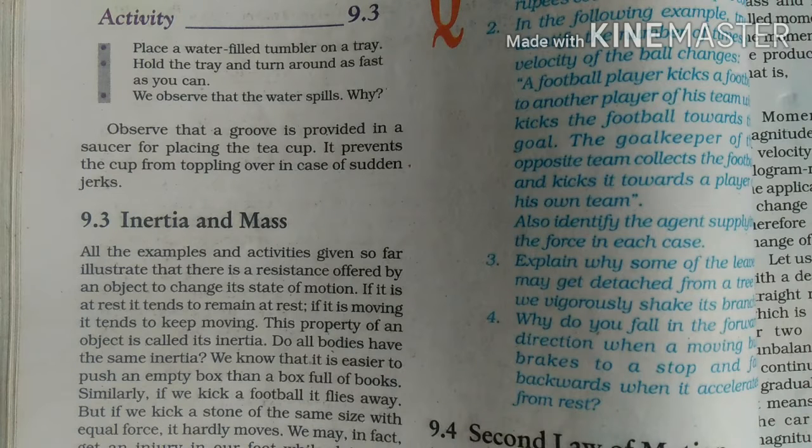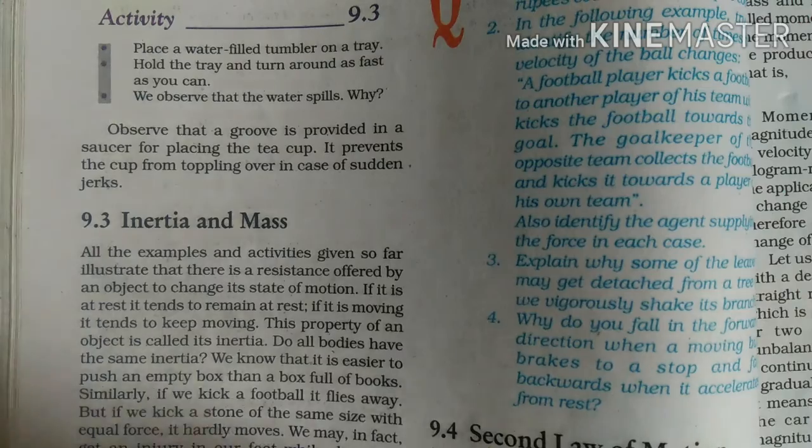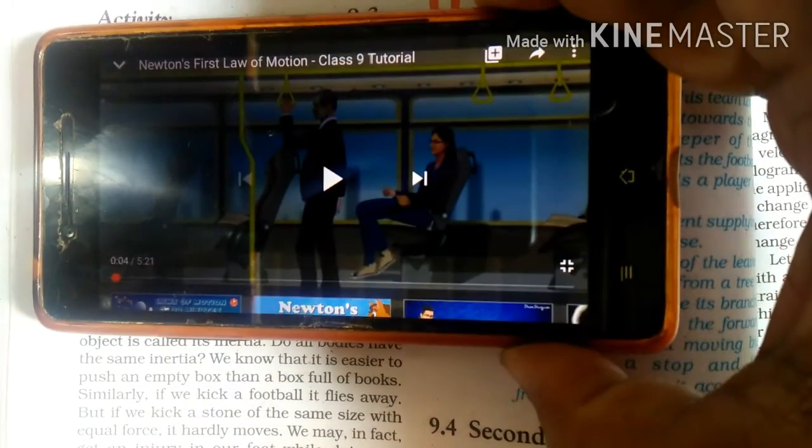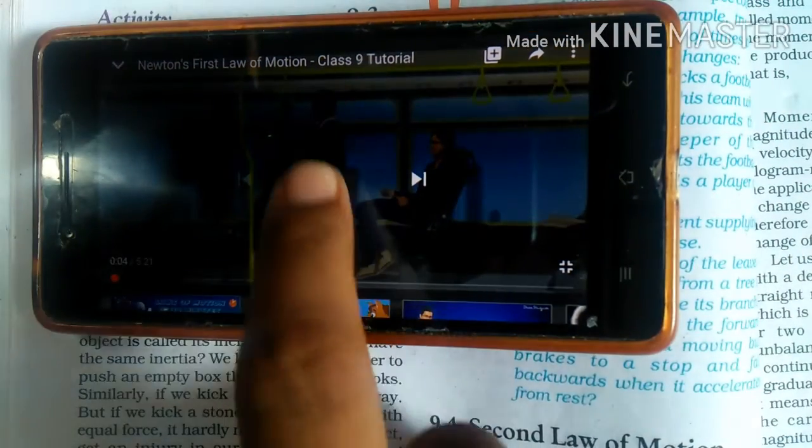Now I will show you some examples of Newton's first law of motion via some videos, and this video is also available on YouTube. See Newton's first law of motion, some experiments.